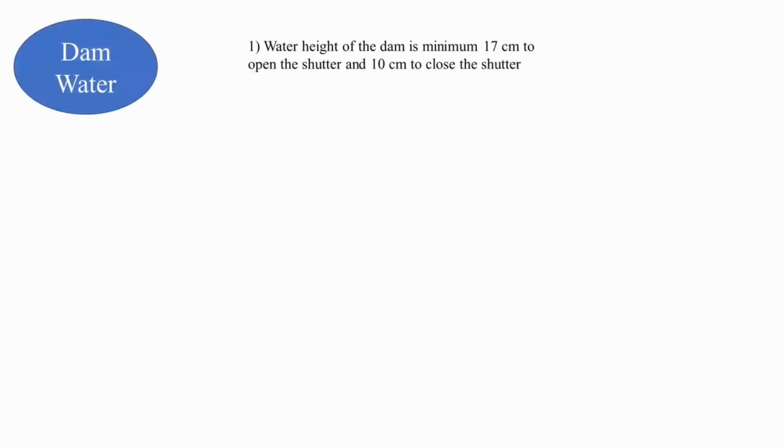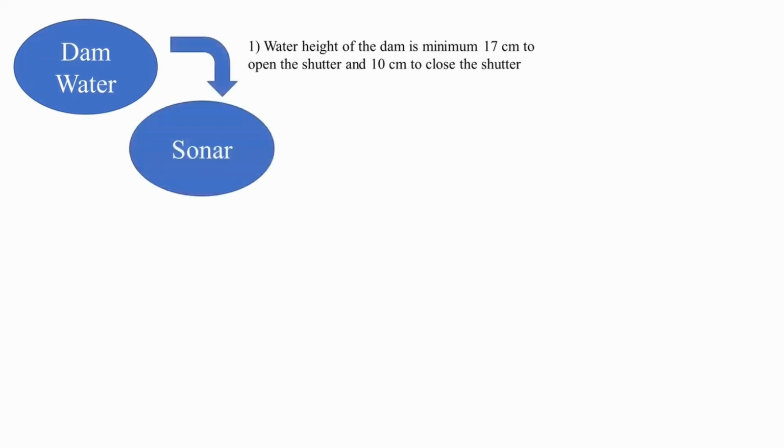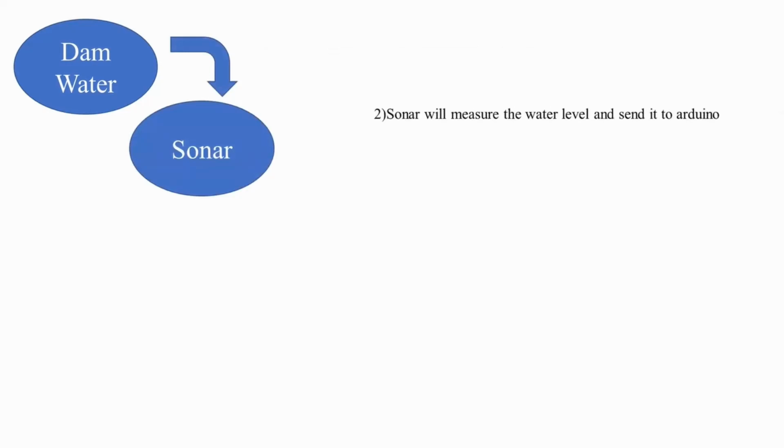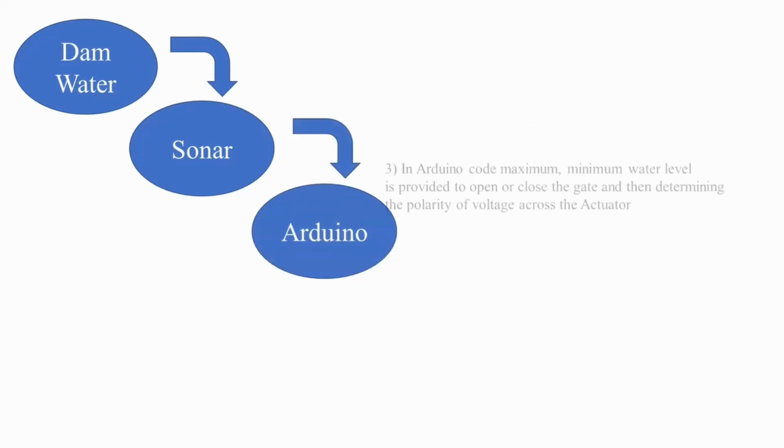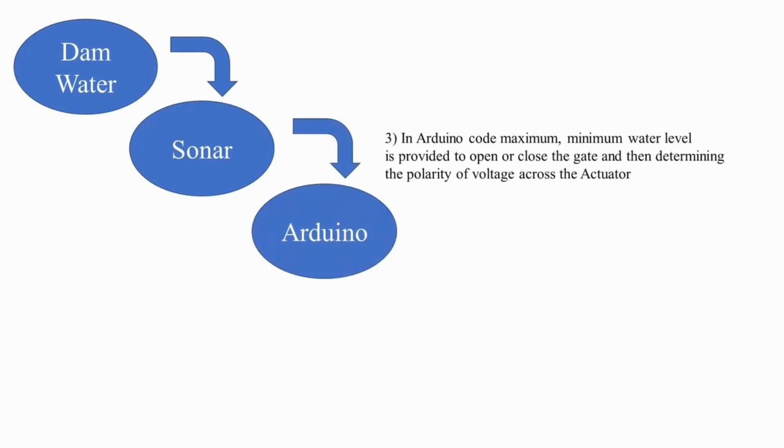Now let's come to the working principle of our project. At first, the dam water height is a minimum of 17 cm to open the shutter and 10 cm to close the shutter. Then the sonar will measure the water level and send it to the Arduino. In the Arduino code, the maximum and minimum water levels are provided to open or close the gate, and then the polarity of voltage across the actuator is determined.